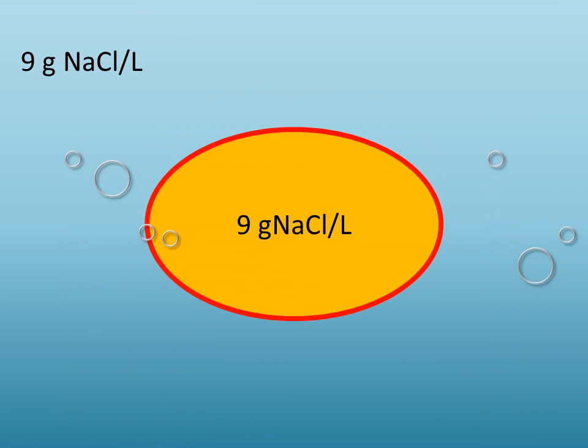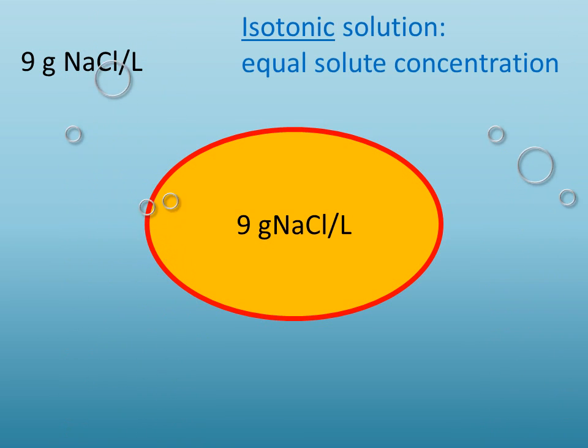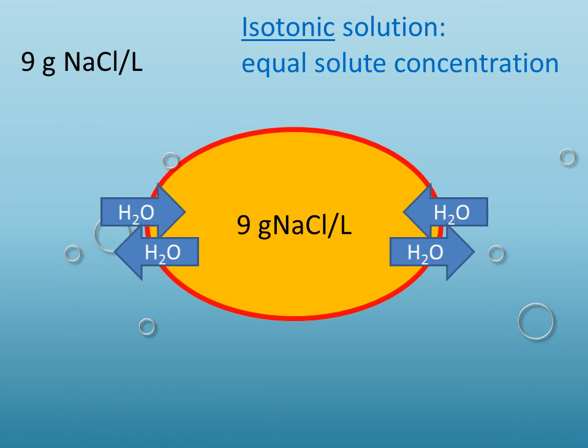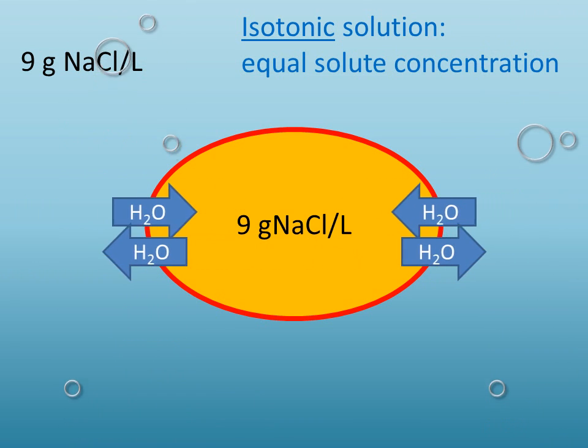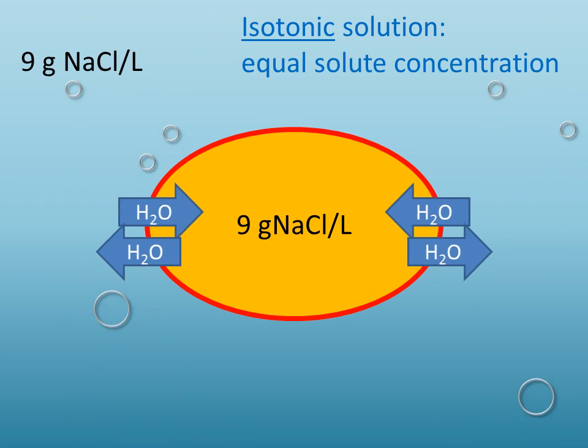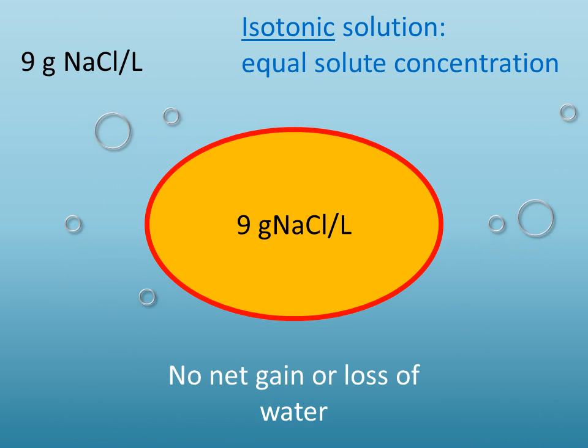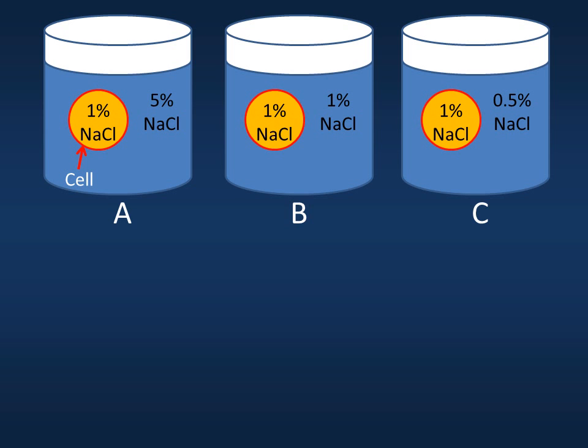In the last case, say we put our cell in a solution that has the same solute concentration. In this case, water still moves in and out of the cell at the same rate, and that's what happens in an isotonic solution where there's equal solute concentration. So here we see water moving in and moving out, diffusing across that membrane at the same rate. So there's no net gain or loss of water.